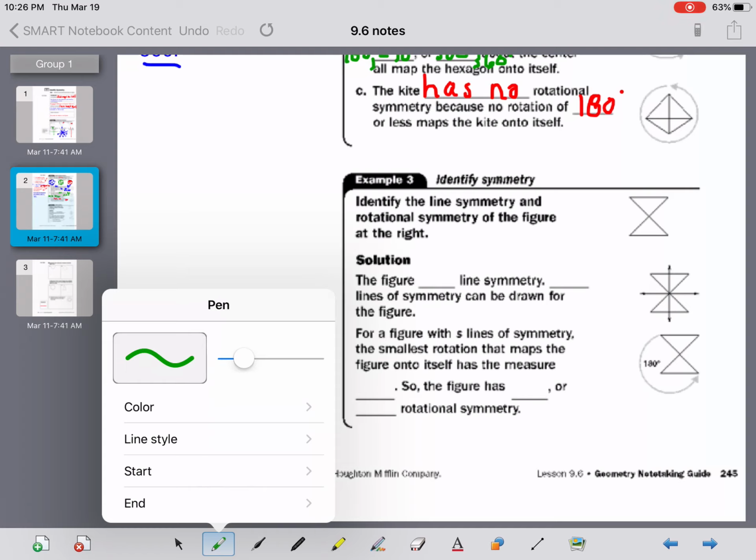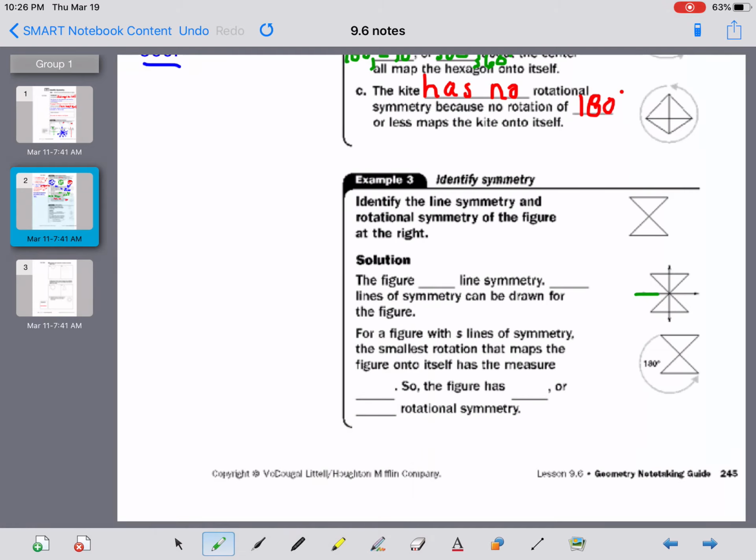So I draw one that's horizontal, and notice they have them drawn for us here, and one that's vertical. These are the only 2 lines I can draw where the figure will map back onto itself in both directions and it looks identical. So this figure definitely has line symmetry, and there are exactly 2 lines of symmetry that can be drawn in that figure.